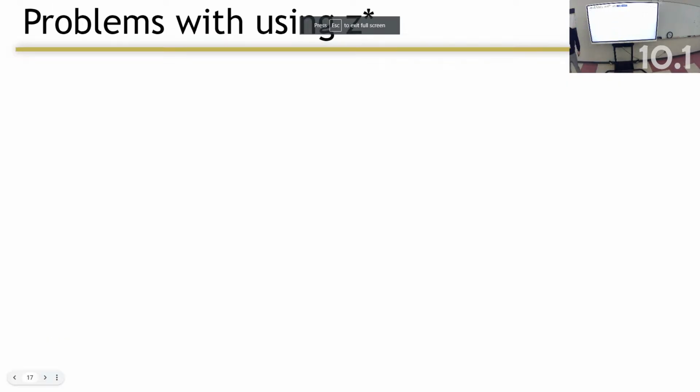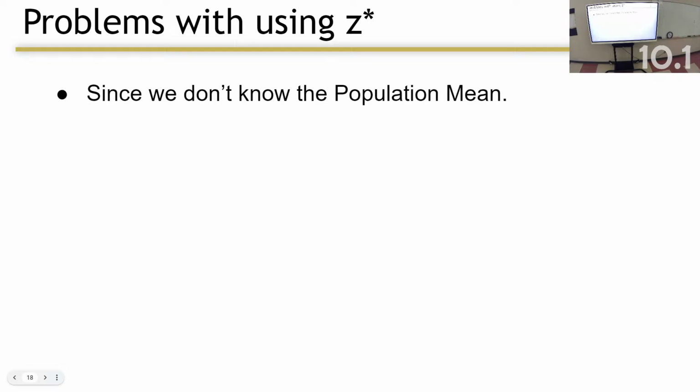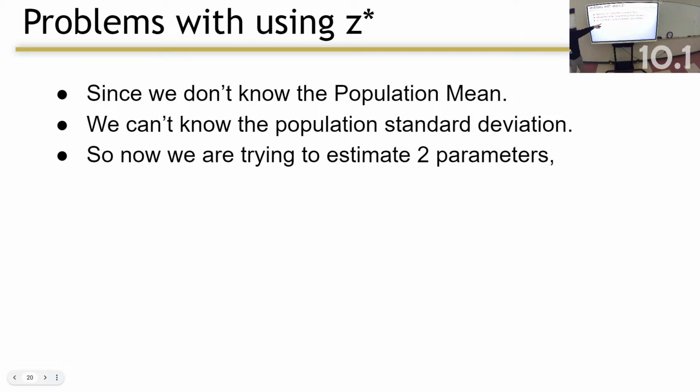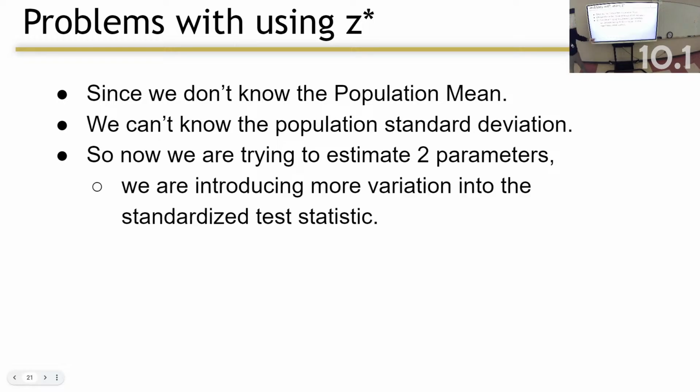Problems with using Z. Since we don't know the population mean, we don't know the population standard deviation. I've emphasized this 3 or 4 times. This is what's new, and this is why you have to understand why we're doing what we're doing. Now we're trying to estimate 2 parameters. We're trying to estimate mu along with sigma, right? So I'm estimating mu with X bar. I'm estimating sigma with S, okay?